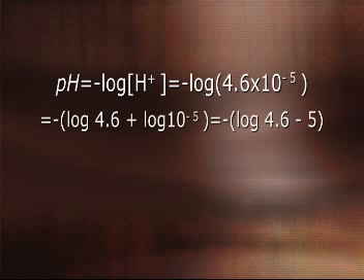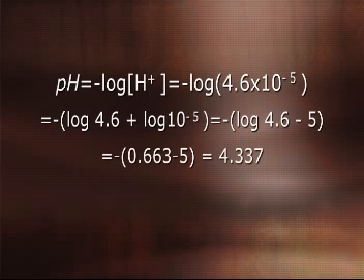Therefore, the pH is equal to minus log multiplied by 4.6 times 10 to the power of negative 5. This eventually simplifies to 0.663 minus 5, which gives us the answer 4.337.